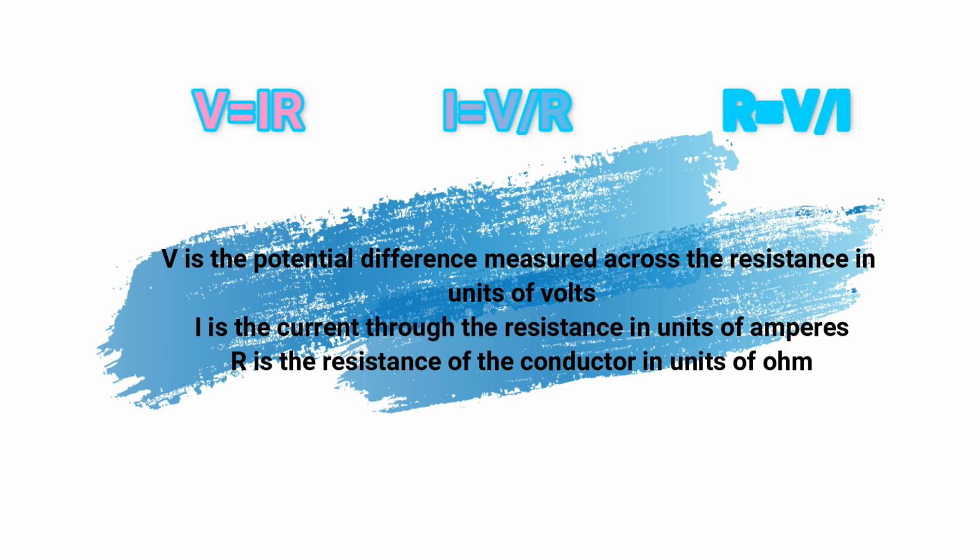From the equation I equals V over R, we can know that when the voltage increases, the current will also increase, because current is directly proportional to V. While when the resistance decreases, the current will increase, since current is inversely proportional to the resistance.